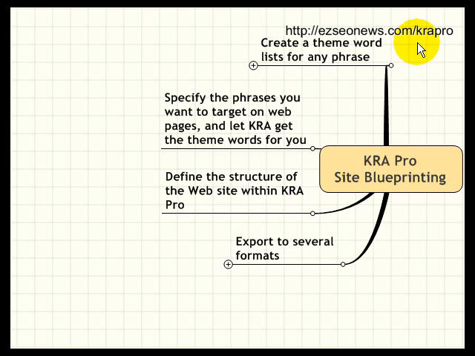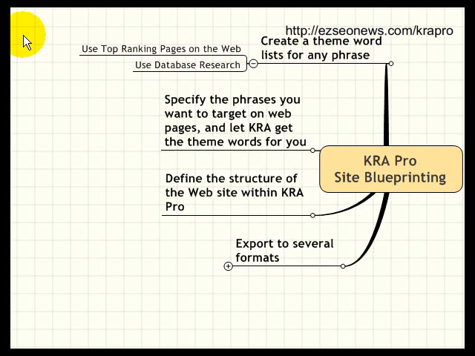The first idea was that KRA Pro should be able to create a theme word list for any phrase. Now KRA can do that, but KRA, the standard version, will use just the database of phrases from your keyword research to try and find theme words. KRA Pro can do that, but it also has a new option, and that option is to be able to find keywords or theme words from top ranking web pages on the internet. So KRA Pro can do both. It can use the web or it can use your database.